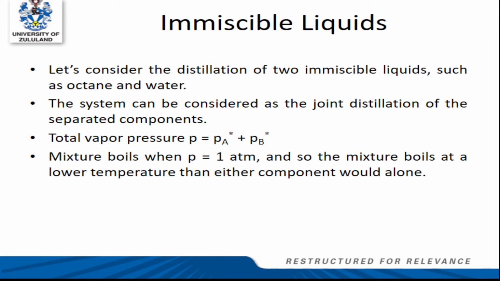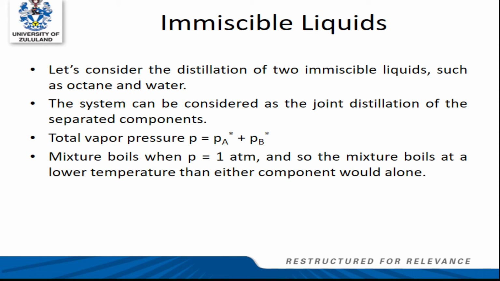Okay, for immiscible liquids, let's consider the distillation of two immiscible liquids. Examples include octane and water. When you mix octane and water, we all know that they are not going to mix. A commonly used example is mixing water with paraffin; we know that they are not going to mix. This system can be considered as the joint distillation of the separate components. In other words, the total vapor pressure in this system, P, will be PA star plus PB star.